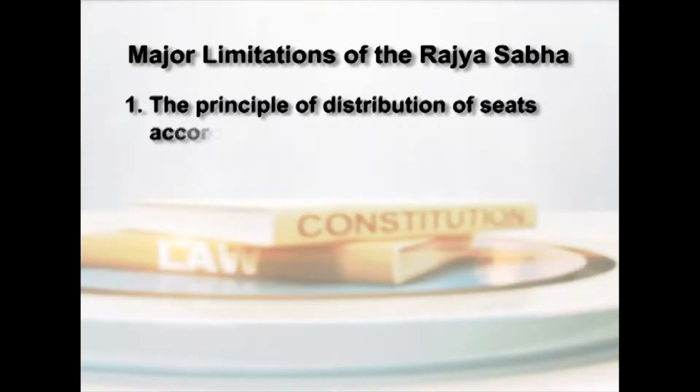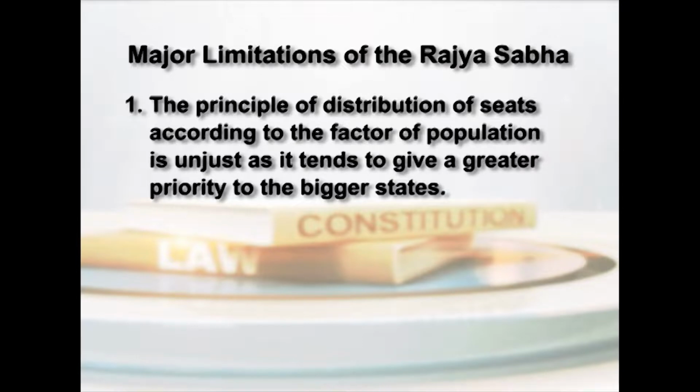So far as a critical study of the Rajya Sabha is concerned, certain points need elaboration. First of all, apart from the limitations which were discussed earlier regarding the composition of the Rajya Sabha, there were certain other limitations highlighted by the critics. Let us examine these weaknesses. First of all, the distribution of seats according to the factor of population is unjust in the sense that it tends to give greater priority to the bigger states.